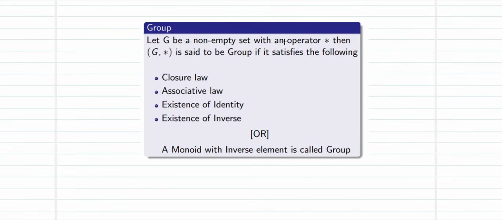Now next comes the word called group. What is meant by a group? A binary operation star defined on a non-empty set G that has closure law true, associative law true, existence of identity true and inverse true is going to be called a group. So you have that a monoid has the first three quantities and you do a topping of inverse to it, and then the resultant will be called by the name group.